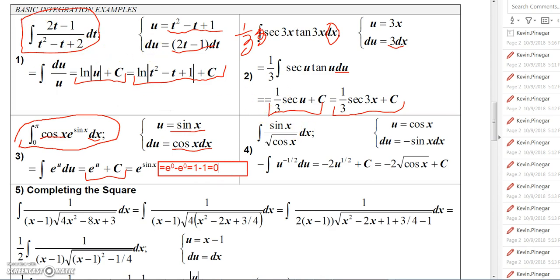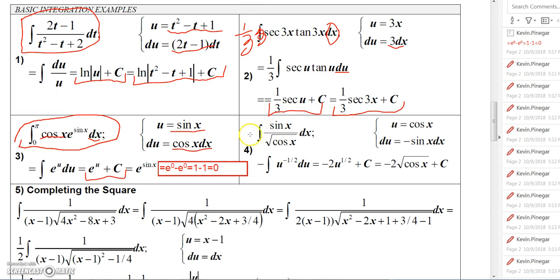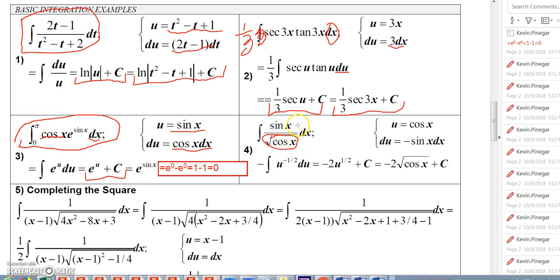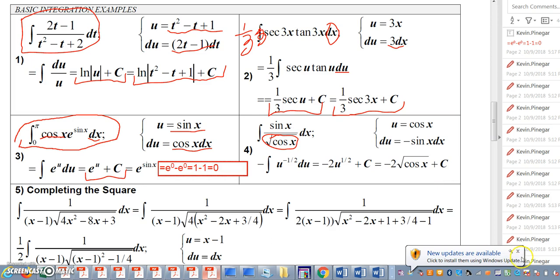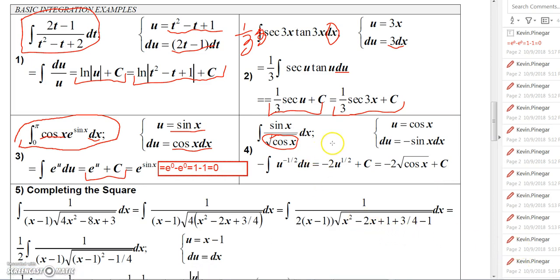Now the next one here is a power rule problem, because this is actually the cosine of x down here raised to the 1/2 power. So you can think of this, if you moved it to the numerator, it would be cosine to the negative 1/2 power. So what we can do is let u equal cosine of x, and then du would be minus sine x dx. So we have to put a minus right here, and then a minus right here. And then the minus sine x dx, that's the du.